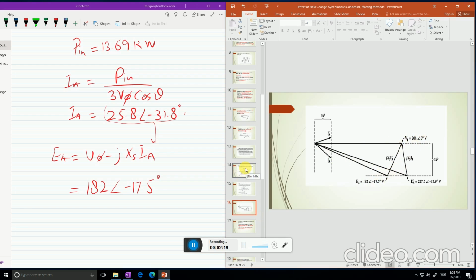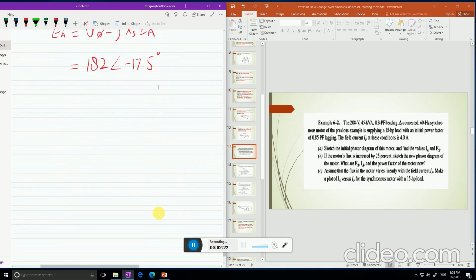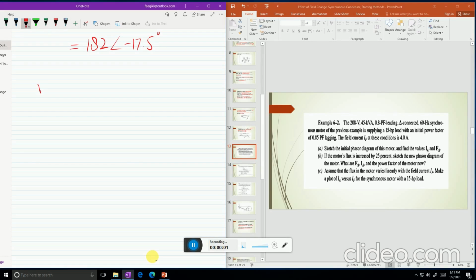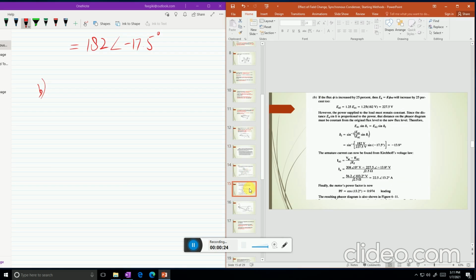So now part B. Part B states that if the motor flux is increased by 25%, sketch the new phasor diagram of the motor. What are EA, IA and the power factor of the motor now? If flux is increased by 25%, it means the internal generated voltage EA will increase by 25%. So it is given as EA2 equal to 1.25 times EA1, and it is equal to 227.5 volt.